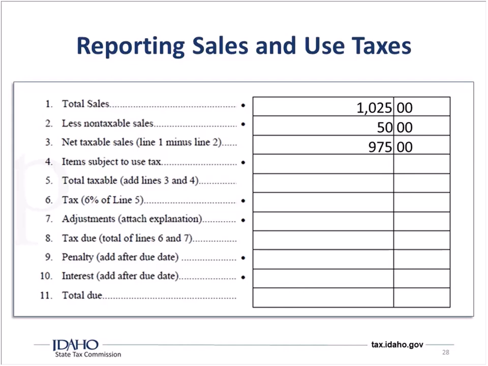The next line are going to be items subject to use tax. Use tax can be very complicated. I'm going to greatly oversimplify it right here and just basically say use tax are things that you purchased that you should have paid sales tax on, but you did not. And so you would enter that here. So for our instance, let's say we bought a magazine subscription for $25. Tax wasn't collected on it, so we're going to add that $25 here. That's going to give us our new total, which is $1,000, which makes math easy.